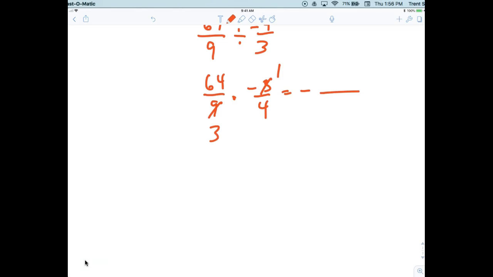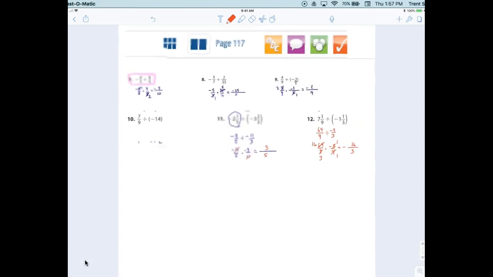Everybody good on this? Alright, I just think it's easier. So that becomes a 16, and this becomes a 4 divided by 4 is 1. Now listen to me. You understand what I said? Dividing by 4 is the same as dividing by 2 twice. Alright, so final answer. Beautiful. That's not bad.